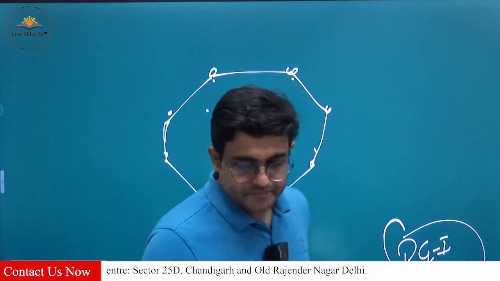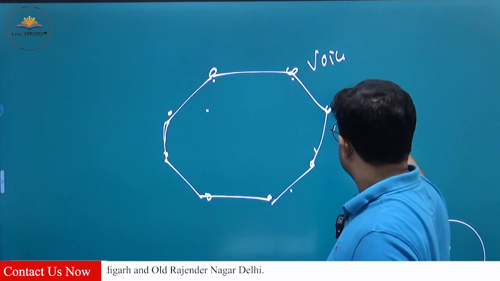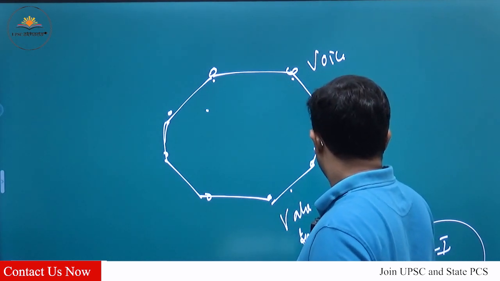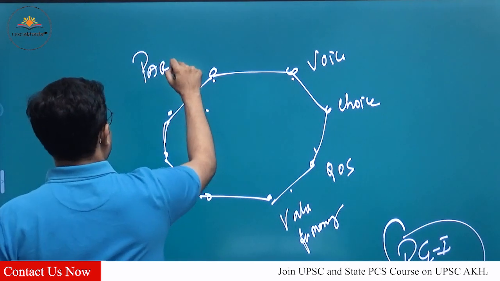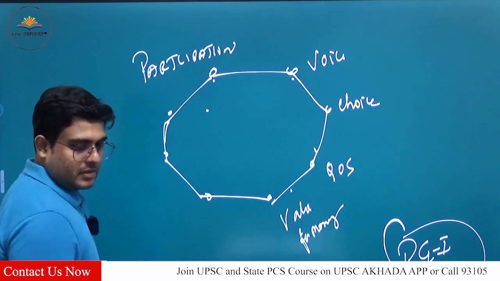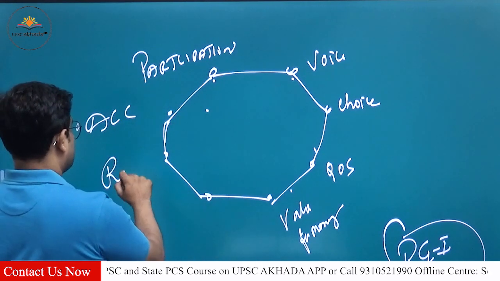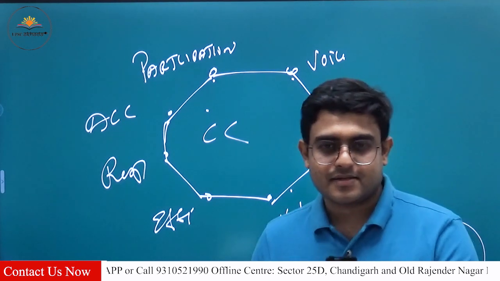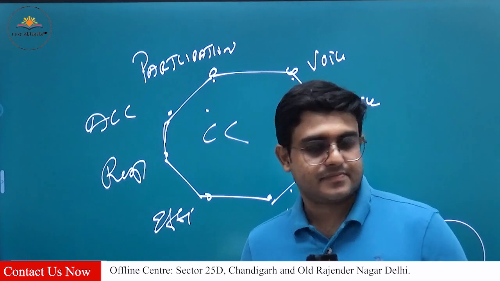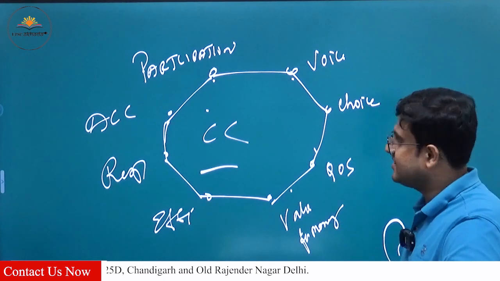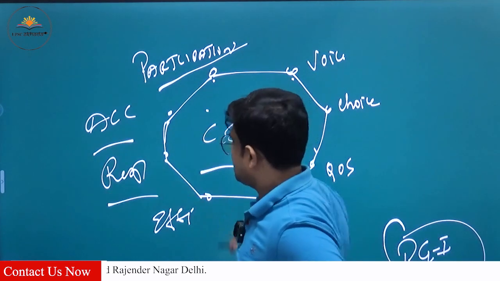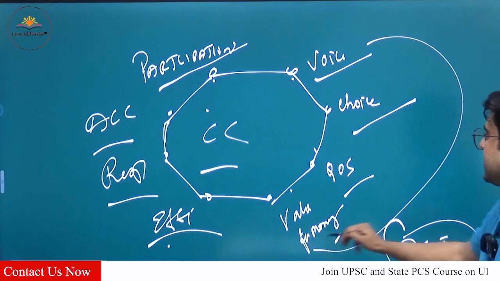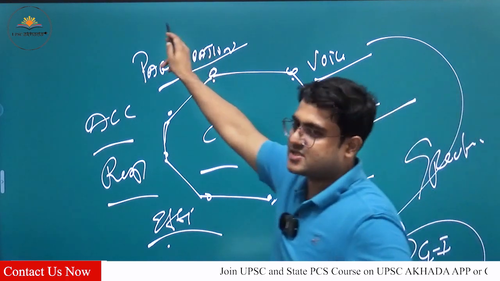So one more octagon for you. Voice, choice, quality of service, value for money, participation, accountability. See, this is what citizen charter is about. So these are the values of citizen charter: participation, accountability, responsibility, efficiency, voice, choice, quality of service, value for money. These are specific to citizen charter. These are general things. Okay.